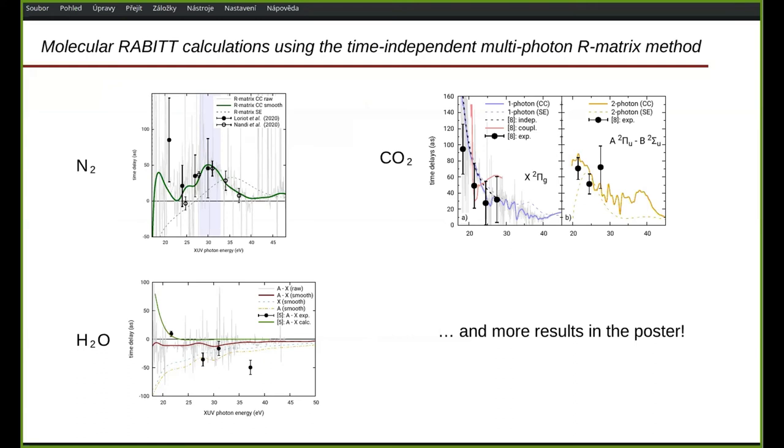So we calculated the sideband time delays for nitrogen, comparing them to the recent experiments of Loriot and Ahmadi, and found a very nice, very beautiful agreement. Similarly, for carbon dioxide, we see a very good agreement between our calculations and the experimental data. And there is also a fair agreement in case of H2O. We have more results in the poster, which you are welcome to visit. And for now, I thank you for your attention.